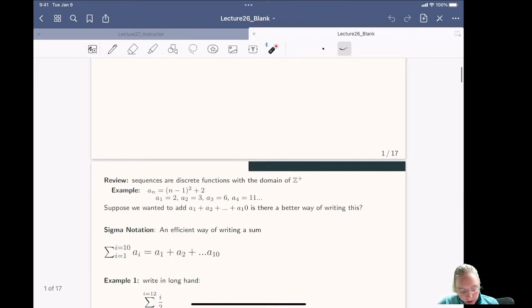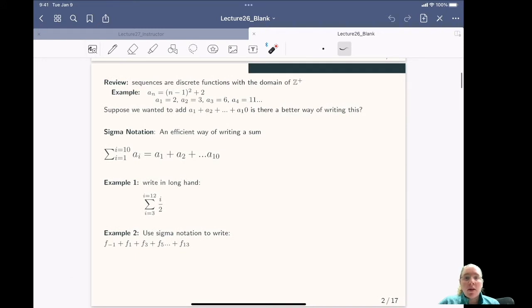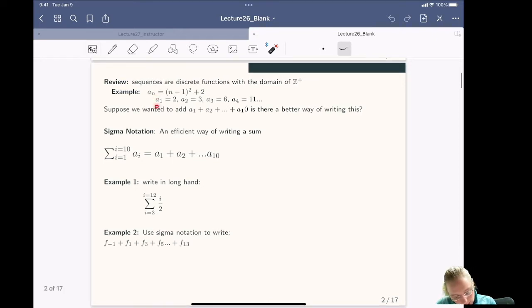All right, so let's first do some review about functions and discrete functions. So we talked about discrete functions in this class before, where we have some function a of n equal to some function of n, for example, (n minus 1) squared plus 2. Here, little n can be any index that is an integer, so we could have a1, a2, a3, a4. So for example, in the case of this sequence, we have a1 equals 2 and so forth.